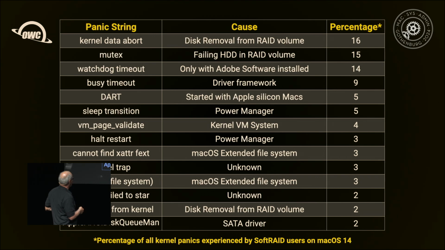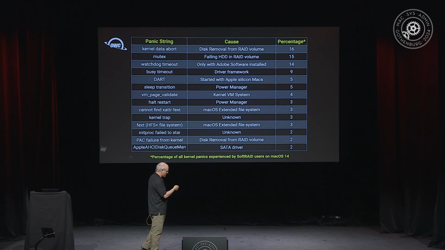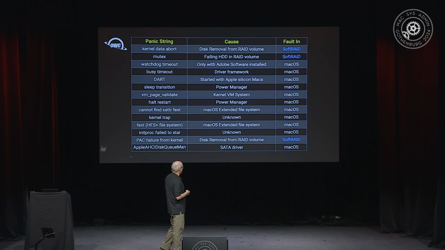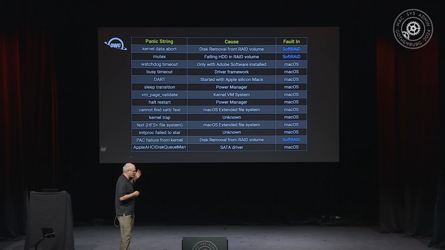Some of the other things, sleep transitions and the hot restart, are both power manager issues. These two here only happen with HFS extended volumes. They have nothing to do with SoftRAID. The sleep ones have nothing to do with SoftRAID. Anyway, we could look at the panic logs and figure out whether this was an Apple kernel bug or our bug. And what we found was 3 of them were our bugs, and the rest were Apple bugs.